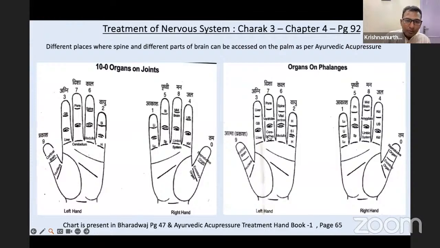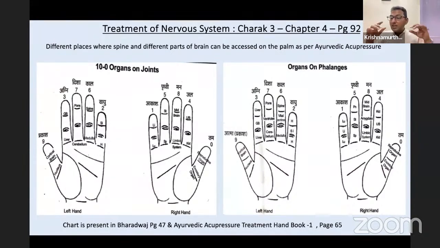Say, where do I treat the spine? There are different places that you can treat the spine. The spine is one in the body, but its reflection is there in different parts of our hand and fingers. So I will be able to treat the spine in different ways. What all different ways I can treat is what I am trying to describe here.